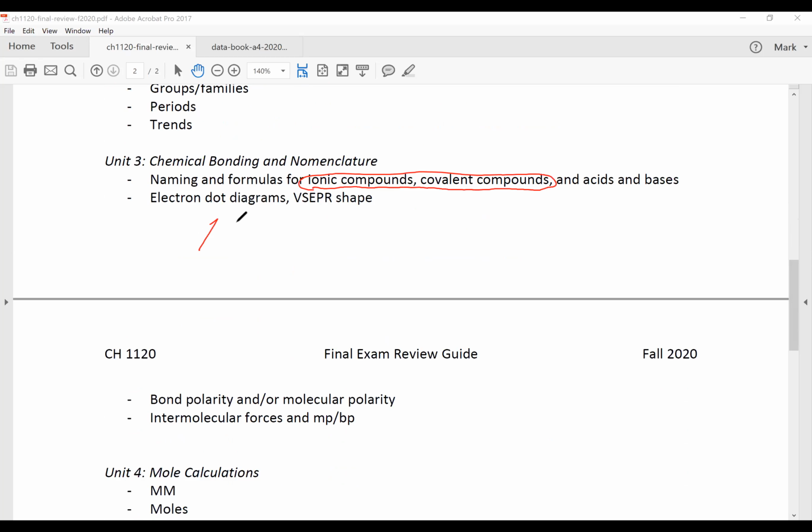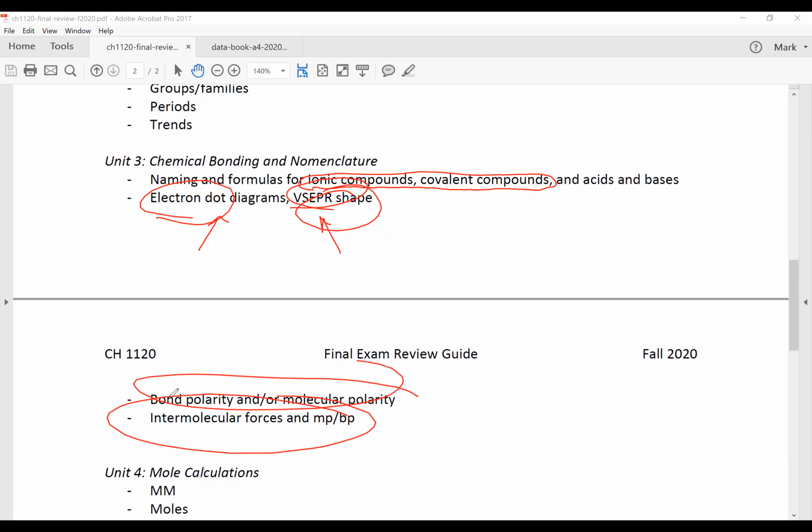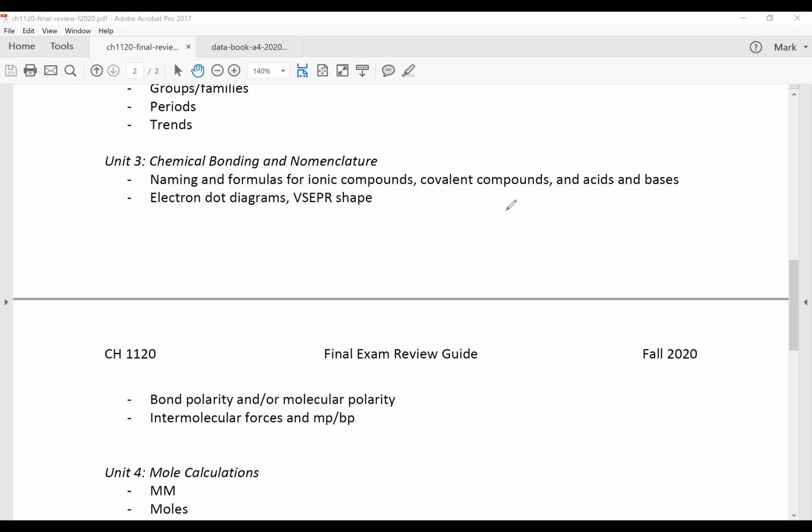Also, very important that you know the electron dot diagrams and VSEPR shapes. I think I'm going to do a practice problem on that today as well. Chapter 5 is a very important chapter, but we literally just finished it. I think I finished chapter 5 on Monday. So today I would really like to look at electron dot diagrams, VSEPR shapes, polarity, and intermolecular forces. That's definitely one of the questions I want to do with you today, because you will certainly see that on your final.